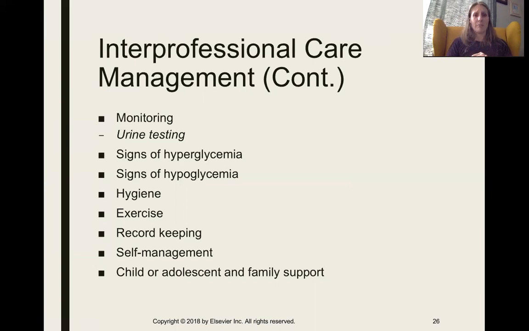Hygiene is going to be very important. There's an increased risk for yeast infections, especially in girls with diabetes, in addition to the hygiene that goes along with the actual finger pricks and injections and utilizing the pumps. And we talked about record keeping and how important that is, not only for a food journal, but also recording the various blood glucose levels.